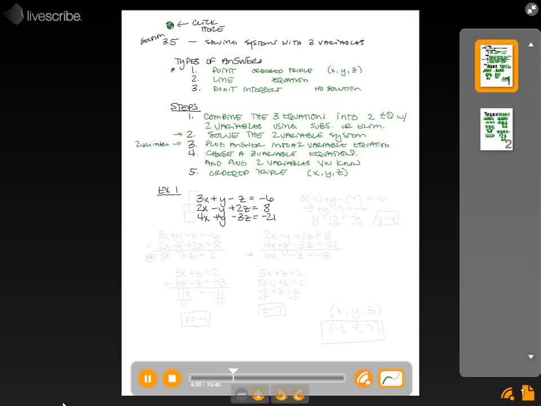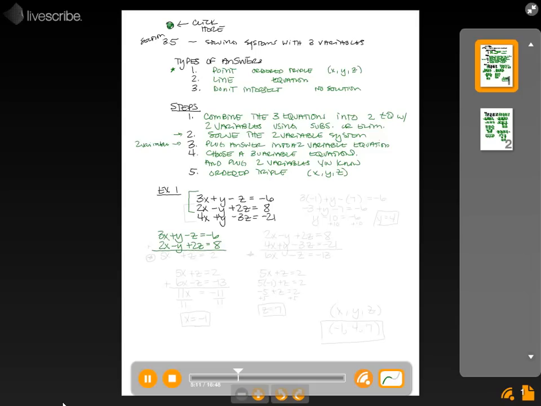I'm going to go ahead and use elimination because for most people that is the easiest one to use. I'm going to look here and see which variable I want to eliminate. This problem's already set up so that the y's should eliminate nicely because one's negative and 2 of them are positive, and they all have the same coefficient out in front. So I'm going to pair them up. I'm going to pair the first two. So I have 3x plus y minus z equals negative 6, and 2x minus y plus 2z equals 8.